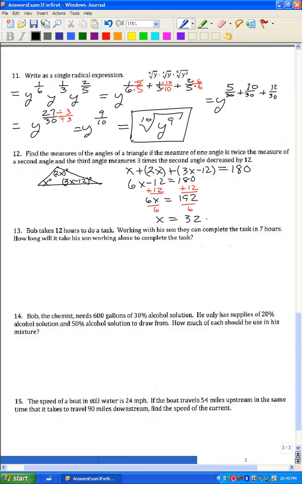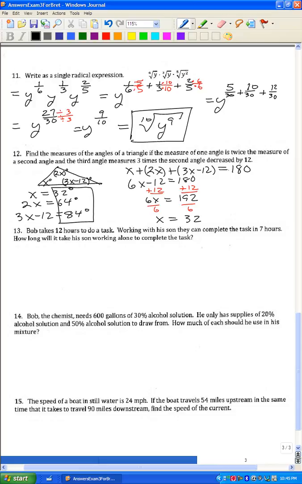But if x is 32, then 2x is 64, and 3x minus 12 is 84. So my angles are 32 degrees, 64 degrees, and 84 degrees. Okay. Let me do problem number 13.